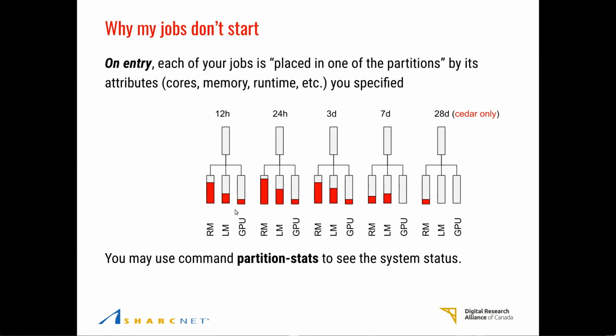Depending on the runtime you specify, the size of the memory you specify, and the type of resource, whether it's CPU or GPU, your job will be put into a different partition, and therefore you may expect different wait times depending on how busy each partition is. You can use the partition stats to see the system status, which gives you a snapshot of what the current system looks like. But as I said, the situation may change momentarily. So in general, we cannot predict what's going to happen in the next moment.